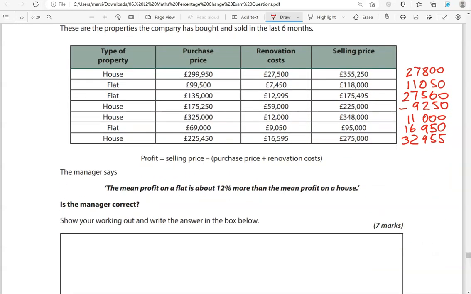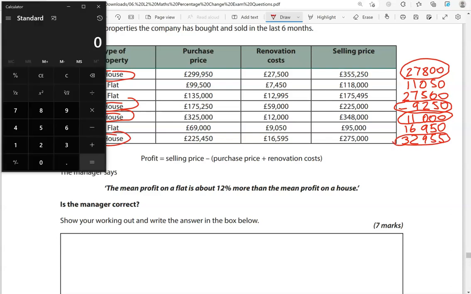Now we've got to work out the mean profit for houses separate from the mean profit for flats. Let's start with the houses. So here we have a house. So we're going to add this and this and this and this amount.